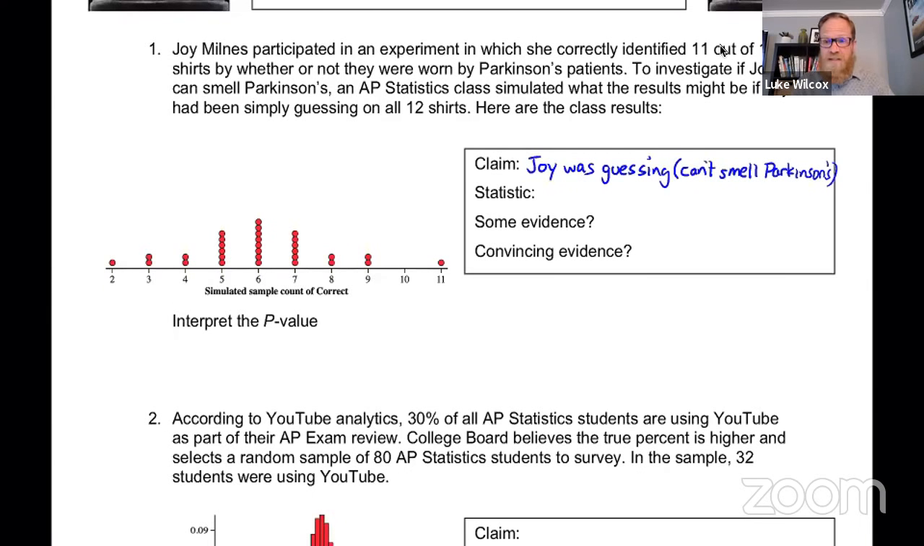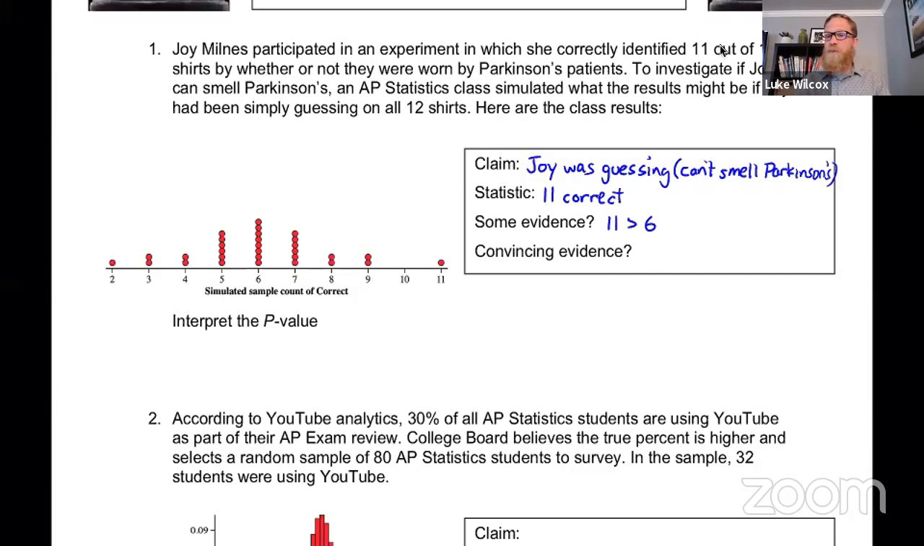All right. Now the statistic is the observed result that you get from the sample or from the experiment. Well, in this experiment, the observed result was that Joy got an amazing 11 correct out of 12. Now, the next question is, does this provide some evidence that Joy can smell Parkinson's? Well, definitely, right? 11 out of 12 is really, really good. If she were simply guessing on all 12 of them, we would expect her to get about half of them right. So certainly 11 is much better than if she had just simply guessed, where we would expect her to get 6. So we do have some evidence that Joy can smell Parkinson's.